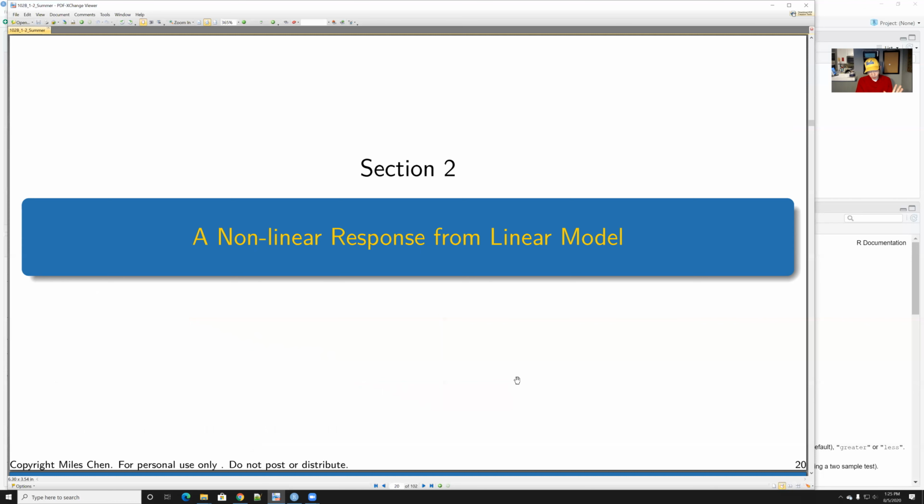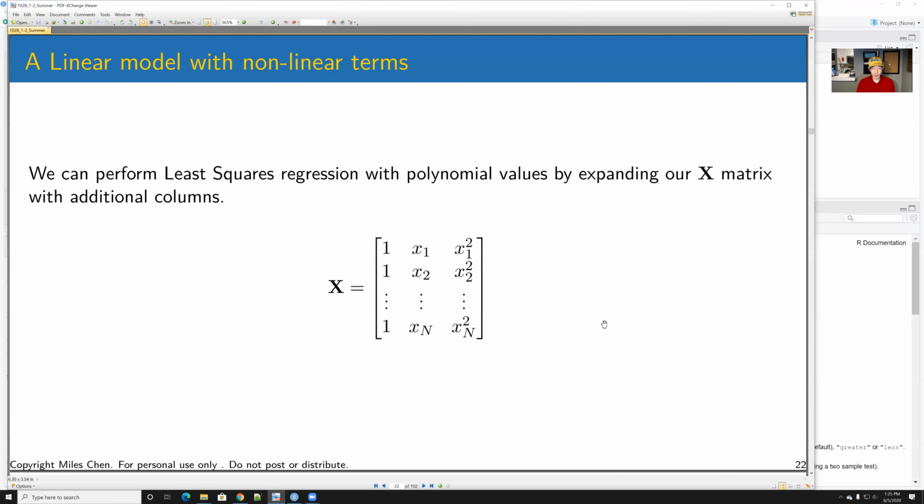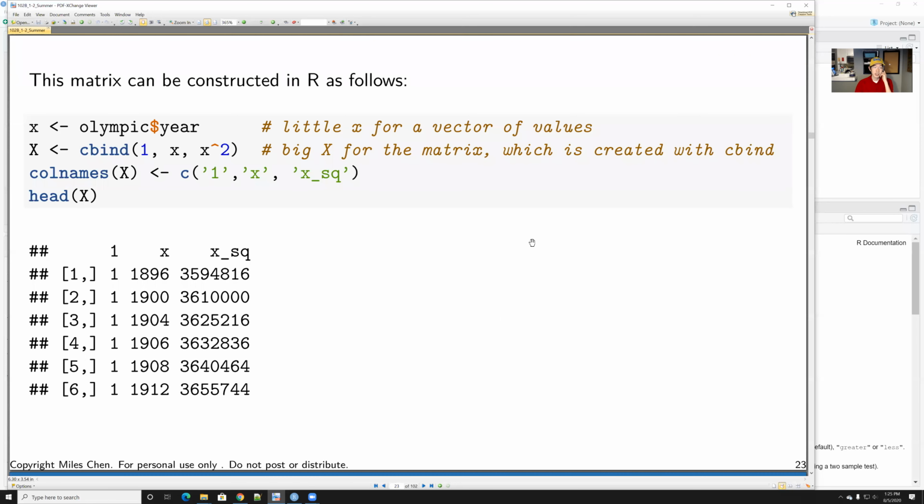We can leave the matrix notation as it is and expand it to allow for a nonlinear response from a linear model. Again, here's our Olympic data, and what if we want to fit a quadratic model? I'm going to just add a column to X: a column of 1s, a column for x, and a column where I take all of those x values and square them. So here I go.